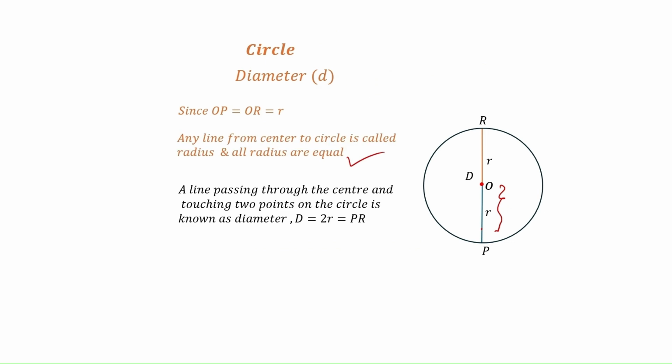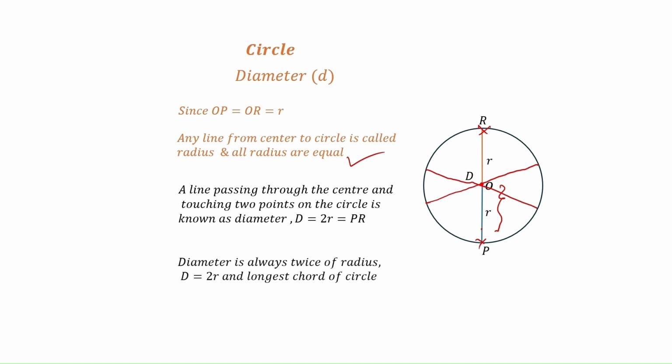A line passing through the center and touching 2 points on the circle is known as the diameter. Important: if it is not passing through the center, it is not the diameter. The diameter is 2r, 2 times the radius. The diameter is always twice the radius and the largest chord of the circle.